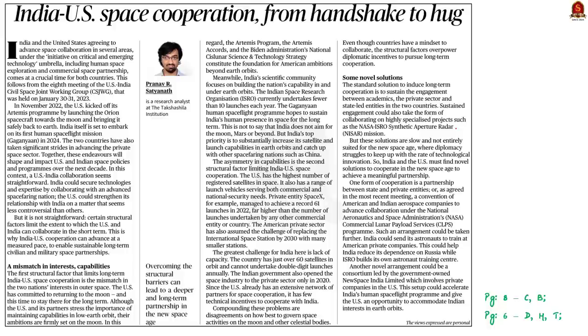Now for our next discussion, we are going to take this editorial article. It talks about India-U.S. space cooperation. See, although there are many grounds available for cooperation, there are few barriers too for a full-fledged long-term cooperation. Now in this line, the article suggests few solutions to overcome these barriers for cooperation in the space sector.